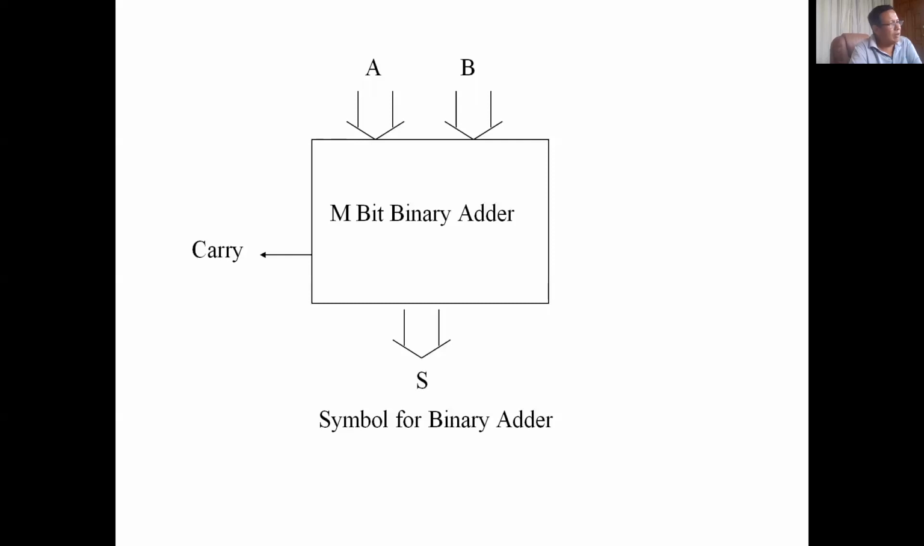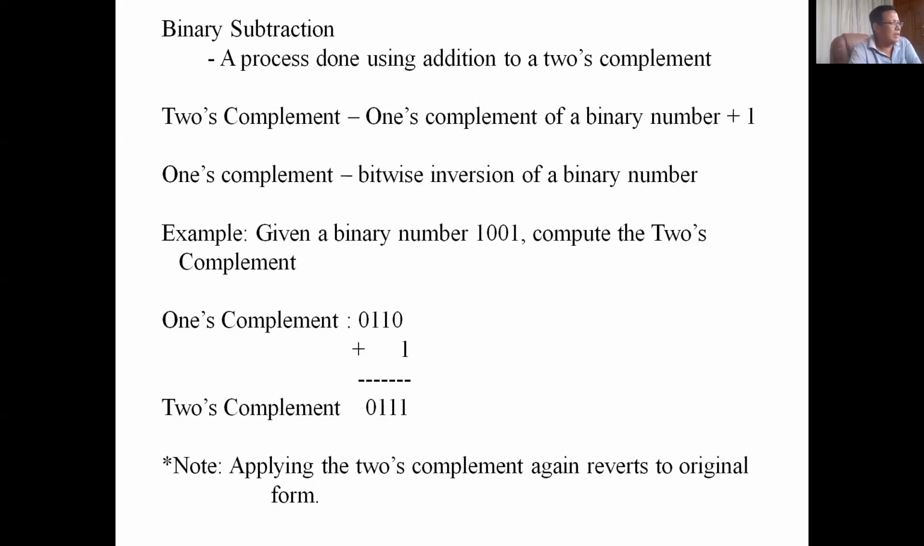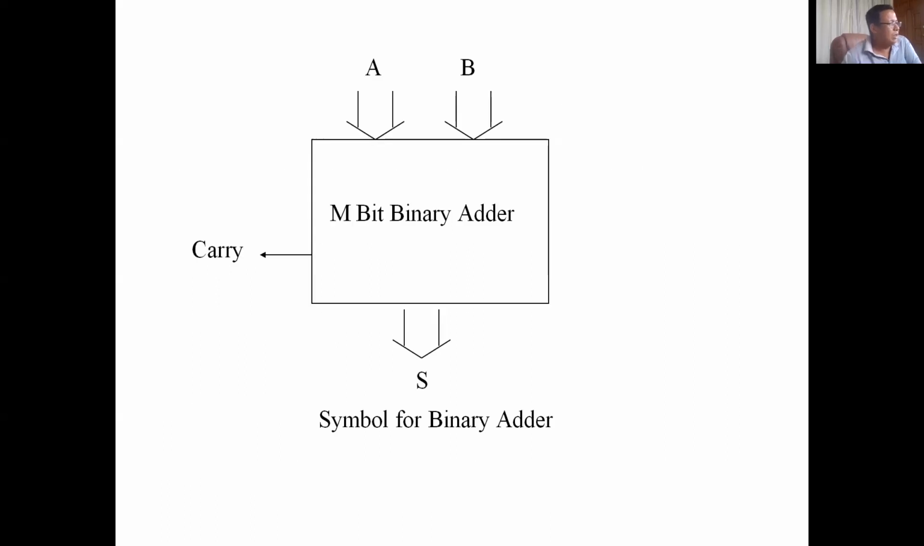So that's a symbol of a register adder. Register na ito ngayon, no? M-bit binary adder. Okay. Now, if you have a 4-bit adder, you can have an 8-bit adder by putting 2 4-bit adders side by side, connecting the input to the output of the first as the input to the second. Do you follow? You can imagine that, no?